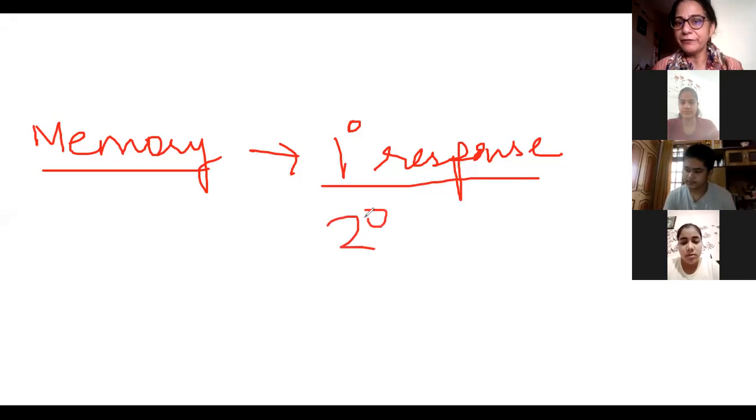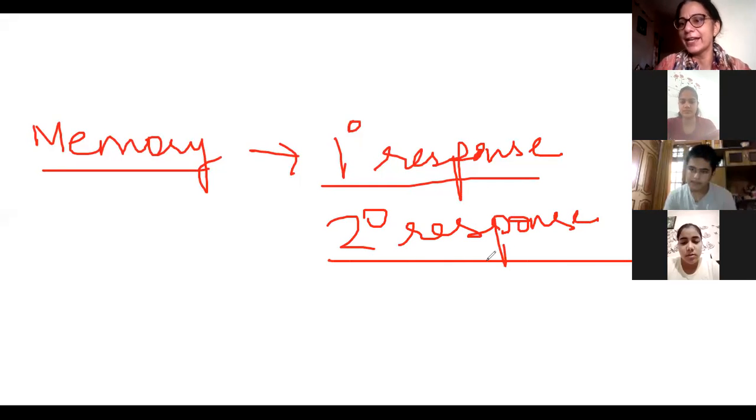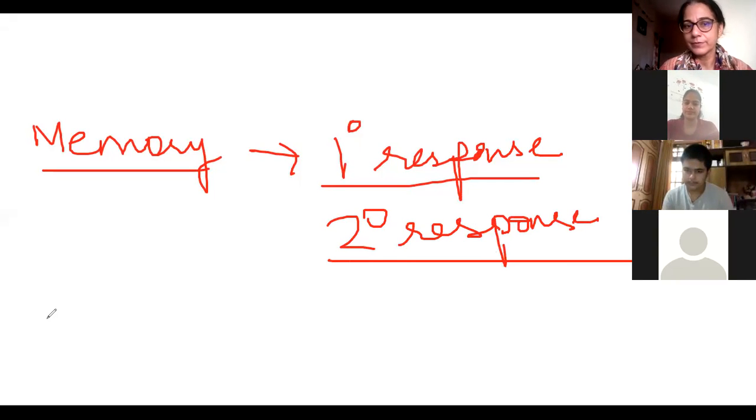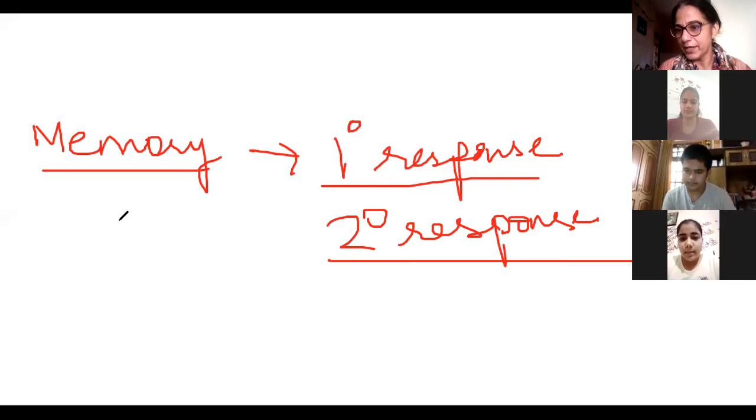Can anybody else differentiate, in very easy layman's language, the difference between the primary response and the secondary response? Anyone? Yes, Imran, you are going to say?